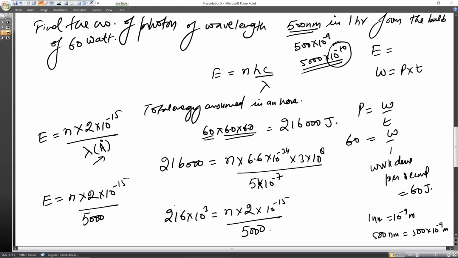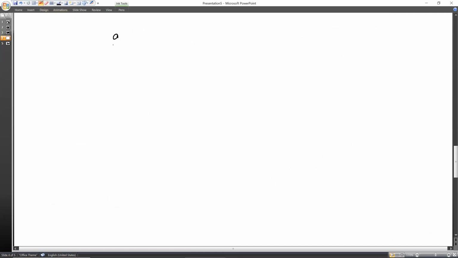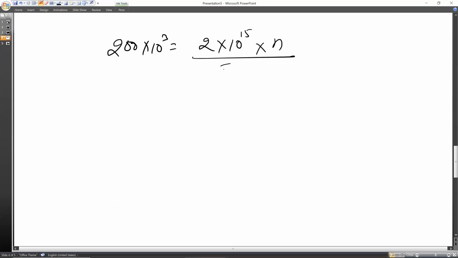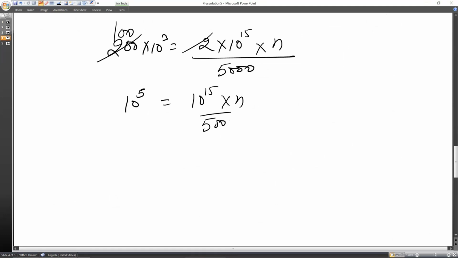It is 200 approximate. Assume that for approximation, you can write it this way. Instead of 216, take 200 into 10 to the power 3 is equal to 2 into 10 to the power 15 into N divided by 5000. You understood? Now when multiplied, this 2 will get cancelled out, it will be 100. This is 10 to the power 5. 10 to the power 5 is equal to 10 to the power 15 into N upon 5000.